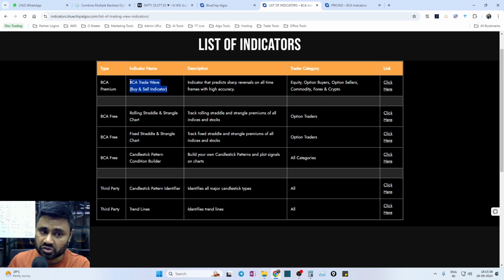But today what we are going to discuss is a premium indicator. This has been developed by our team with a lot of effort. So we will see what that indicator is and how you avail it. This indicator is on a subscription basis, but there is also a way to avail this free of cost. So just stay tuned. We will tell you how you can get this for free.